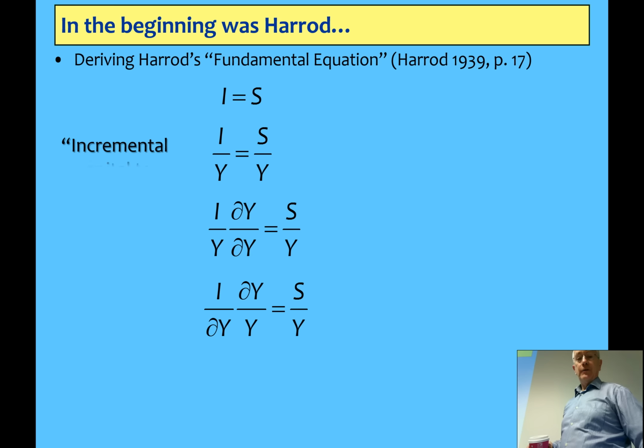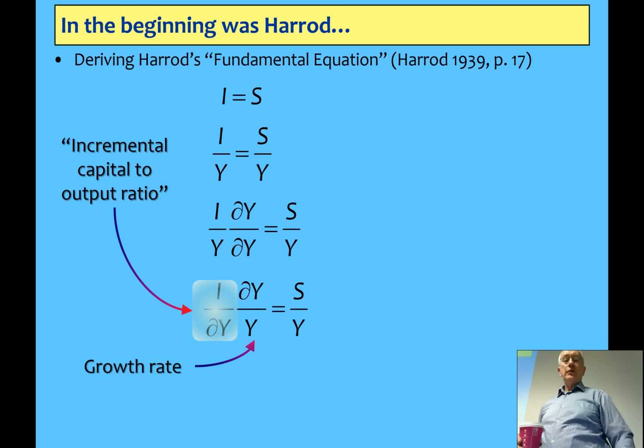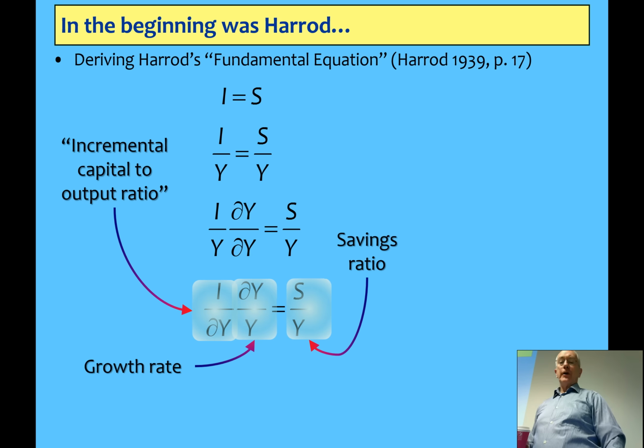And that has three components to it. What he calls the incremental capital to output ratio is the way he described that. So it's the level of investment divided by the change in output. Then he had the rate of change of the economy, delta y over y, or partial y over y as I've got there. That's the growth rate of the economy, and that's the savings ratio. So that became his fundamental equation.